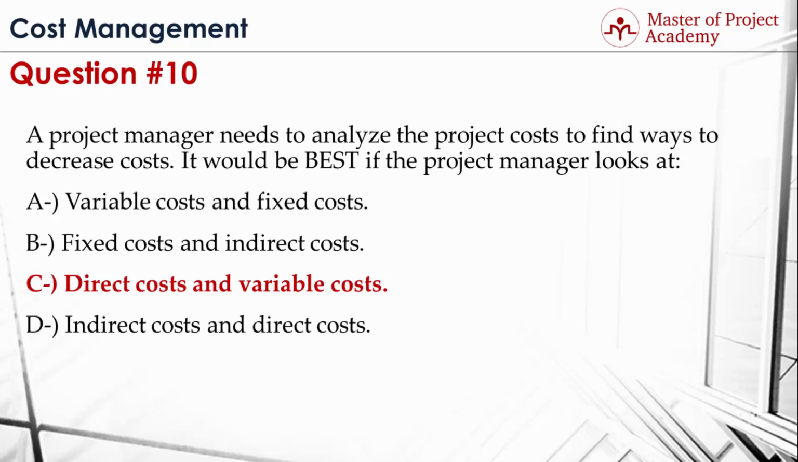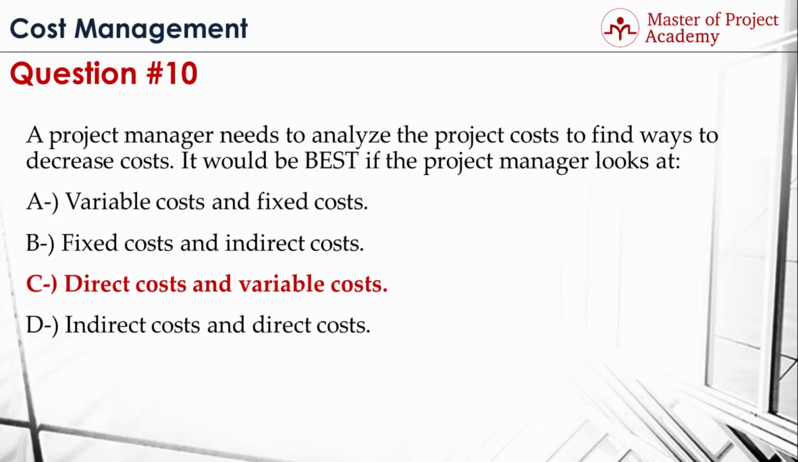C. Direct costs and variable costs. If you remember, direct costs were the costs incurred directly with your project, so you can control them, or you can decrease costs by taking actions on the direct costs. Variable costs were changing proportionally with the quantity of the resources you use, for example, materials or labor hours. Therefore, you can decrease direct and variable costs in your project. Fixed costs cannot be decreased.